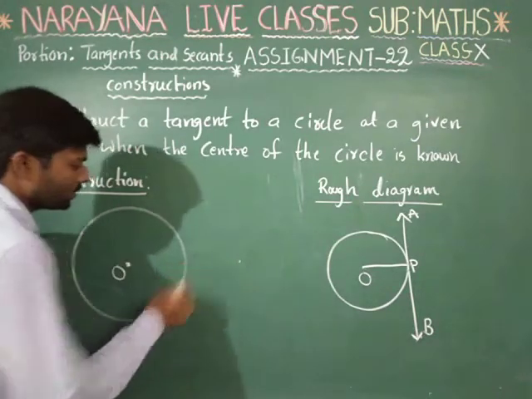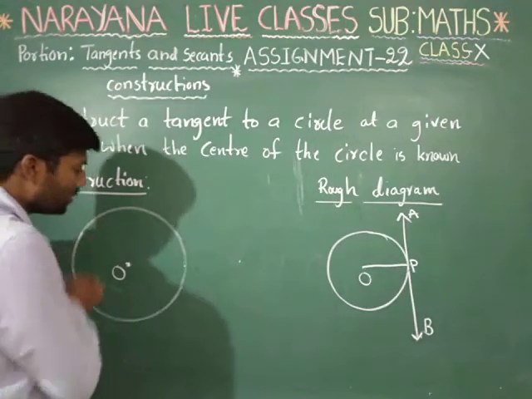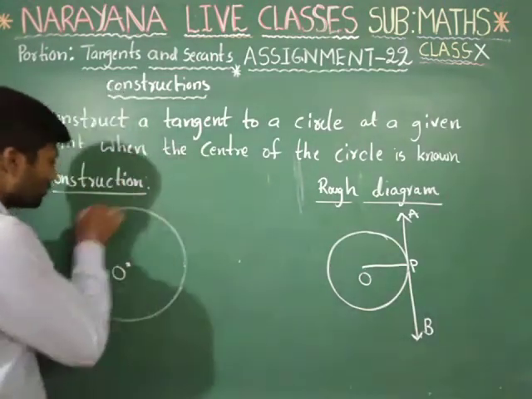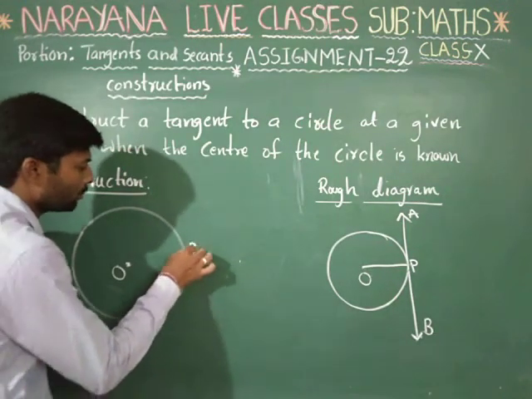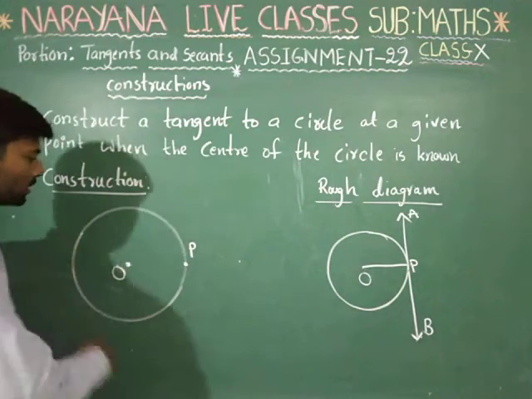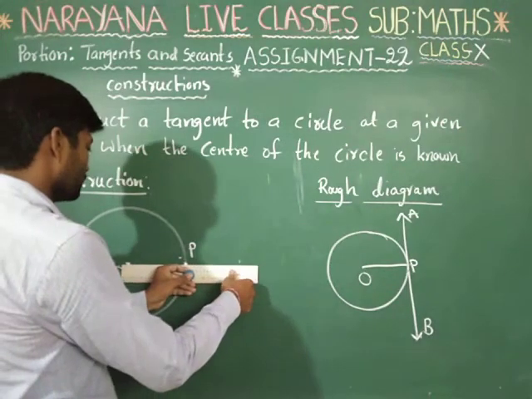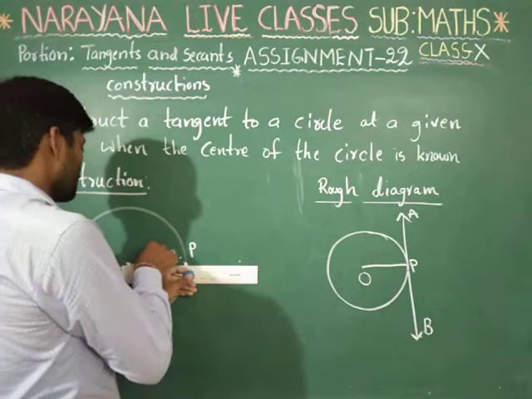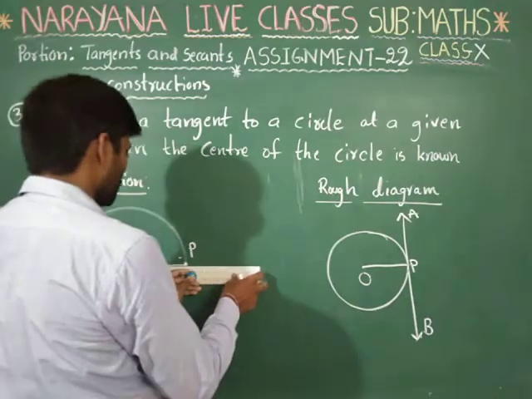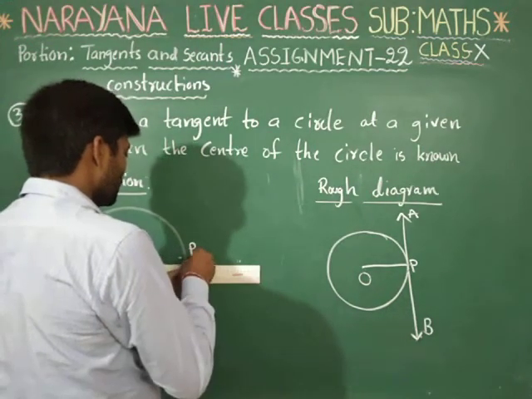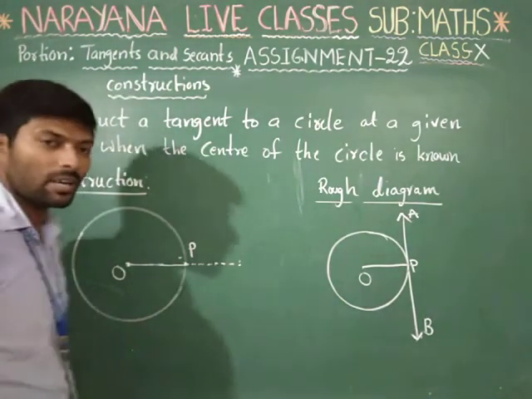Now you have to join, and one more thing, take a point P anywhere on the circle. So let's take a point P on the circle at this point. You can take it anywhere on the circle and join these two points, point O as well as P, and extend it somewhat with an imaginary line. So OP is the radius of the given circle.